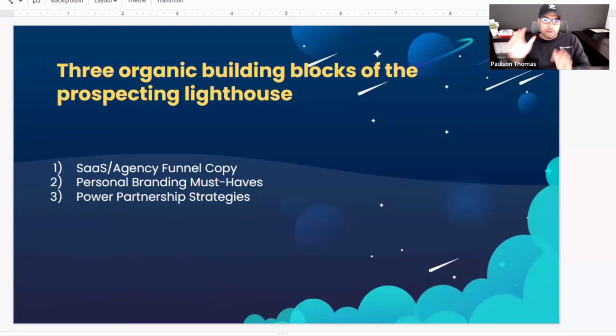So 3 organic building blocks of the prospecting lighthouse that I want to talk about today. If anybody wants to be the guinea pig and you have an agency funnel or a SaaS funnel that's ready to go, and especially if you're not marketing to marketers, if you have a funnel that's already set up for an industry, a client, I'm happy to go through it right now for like 2-3 minutes, and I'll tell you exactly what I mean by a couple of examples.